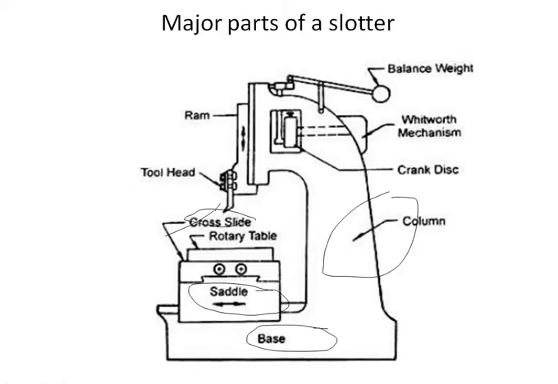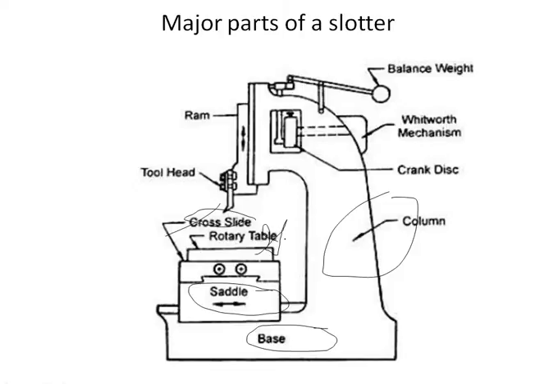Next comes the rotary table. This is the rotary table. It is a circular table which is mounted on the top of the cross slide. The table may be rotated by rotating a worm which meshes with a worm gear connected to the underside of the table.